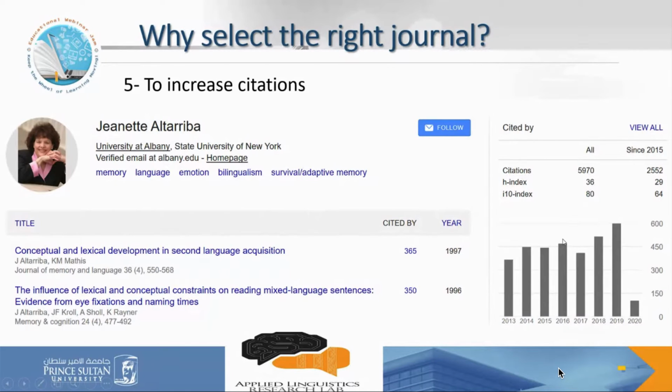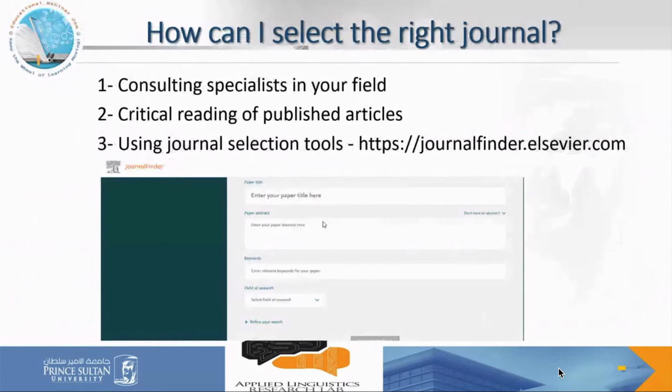But I'm sure that if you publish in top journals, then people will cite you more than if you publish in journals that are not well known or do not have a good reputation. So these are some reasons. I hope that I've convinced you that choosing the right journal is a very important thing. Now, how can I select the right journal?